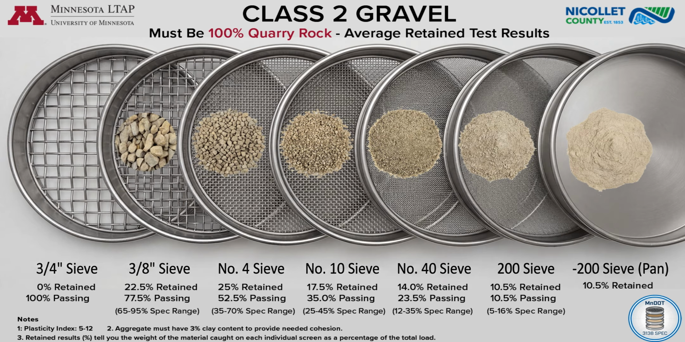3/8 of an inch to number 4 sieve, the backbone. This is your structural rock. Combined, nearly 48% of the weight is caught here. This is the meat of the gravel that carries the load.